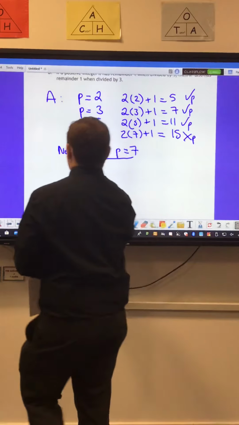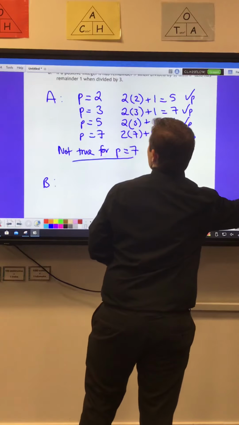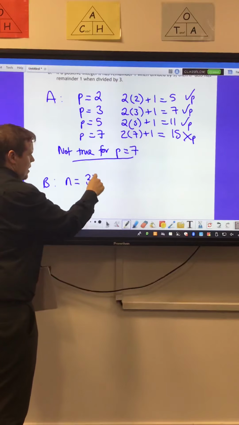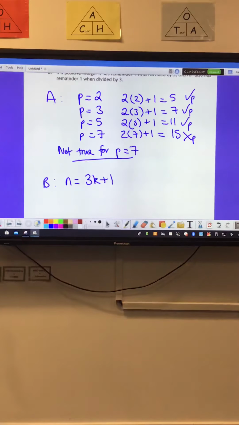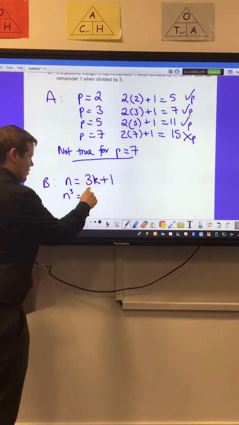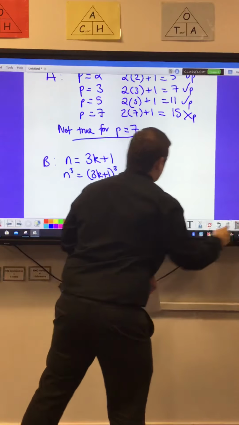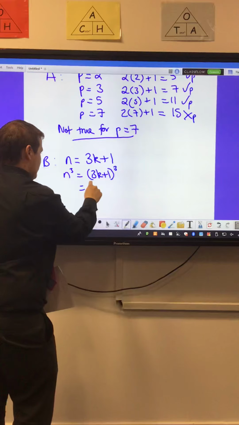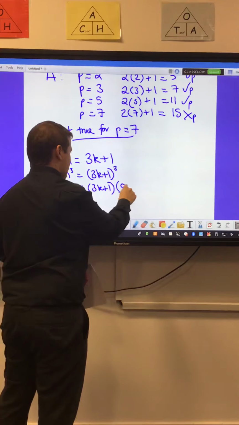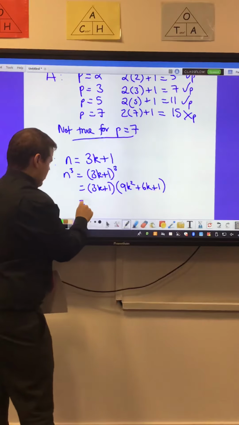Now, for statement B, if we are taking a number n and it's got a remainder 1 when divided by 3, we can write it as a multiple of 3 plus 1. This is just really a bit of algebra. I'm going to prove this is true. n cubed is (3k plus 1) cubed. So what's that going to be? So we'll start: (3k plus 1) squared is 9k squared plus 6k plus 1. Some old school National 5 stuff here.